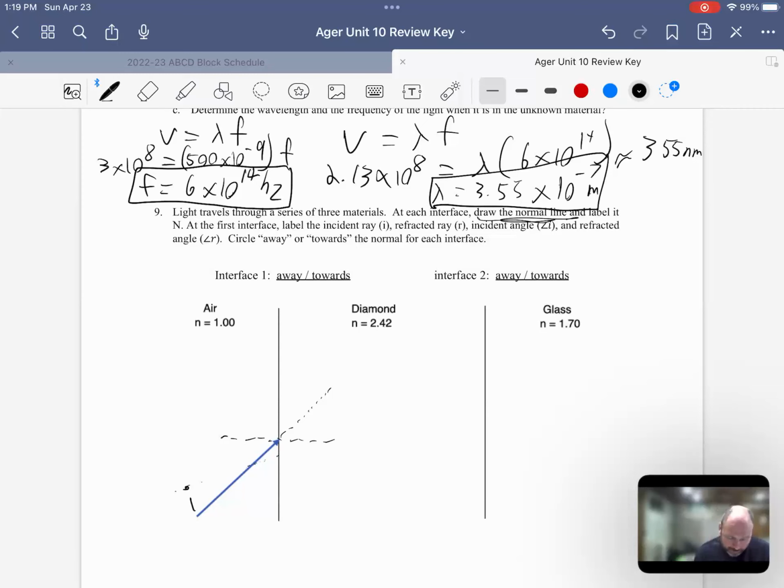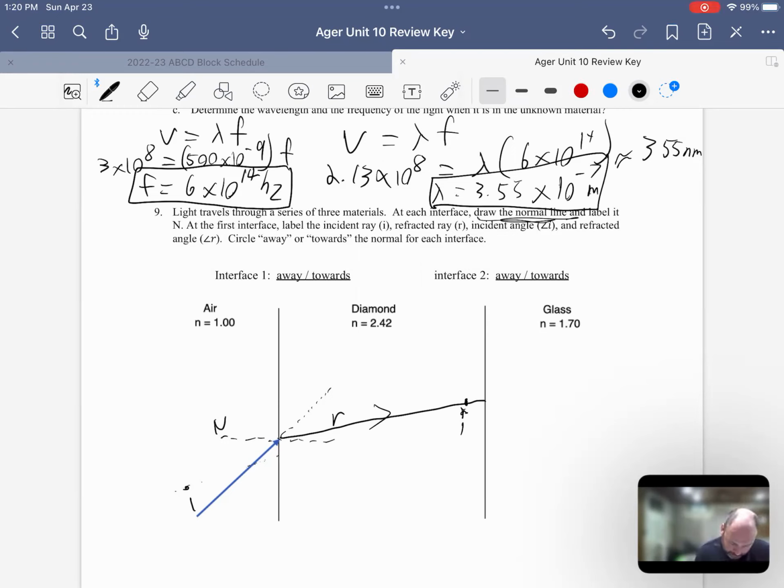If I'm going from air to diamond, we are definitely going to bend here. All right, we're going to keep going, and then we're going to hit that other material right there. So then we can label our angle. We did our normal line, label it in. Oh, I need to label it in. And then we are going to refracted ray. So that is R. But then R turns around and ends up being I on the next one. And then we want to label our angles.